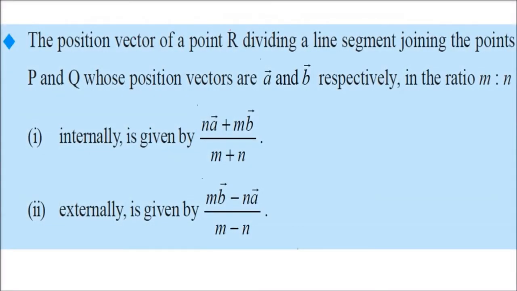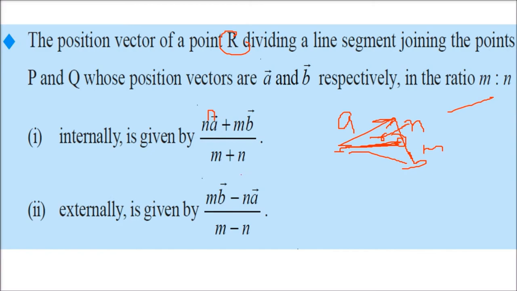The position vector of point R dividing a line segment joining the points P and Q, whose position vectors are A and B respectively, in the ratio m is to n. So there is a point which is dividing this in the ratio m is to n. A and B are the position vectors of P and Q. Internally, it is (nA + mB) by (m + n), where m and n are scalars, A and B are vectors. And if it is dividing it externally, it will be (mB - nA) by (m - n).